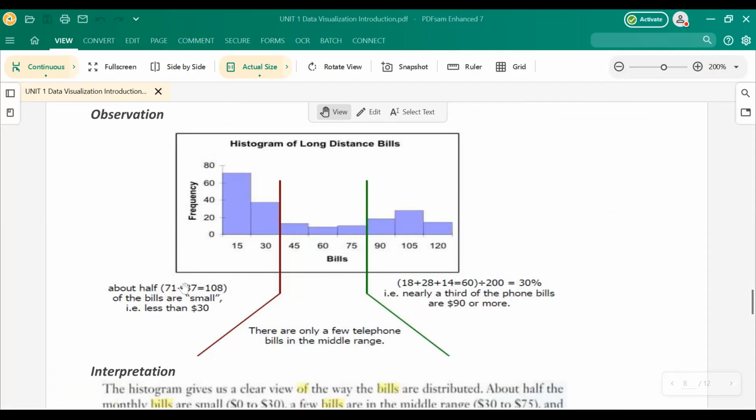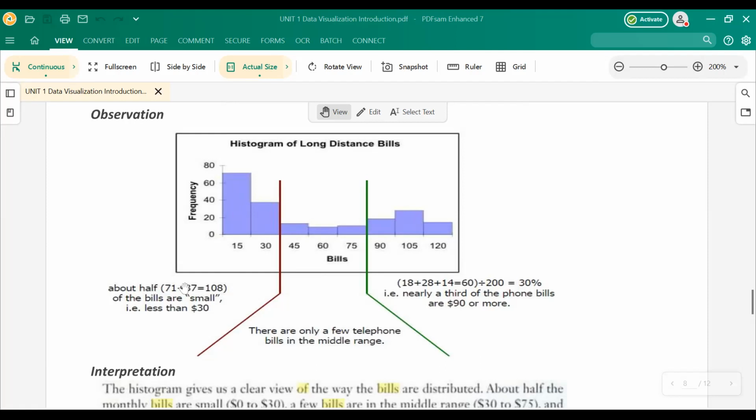How many customers are there? 108, about 50%. And then there are very few between 30 to 75, and then more than 75, more than 90, they are probably 40%. 50% is here, 40% is there. In the middle, if you see 30 to 75 or 90, it's a big range, right? Only 10 to 15% of people are there.